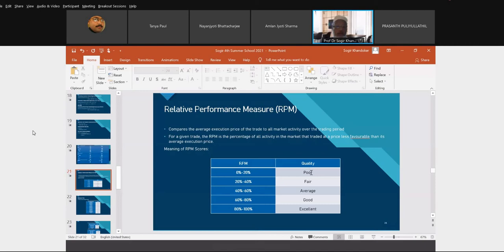And for a given trade, if the RPM is 0% to 20%, then we think the performance is poor, 20 to 40 fair, 40 to 60 average, 60 to 80 good, and an RPM of 80% to 100% we can consider as excellent performance. Our target is to find out the best time for transactions that lead to lower transaction cost and higher gain.